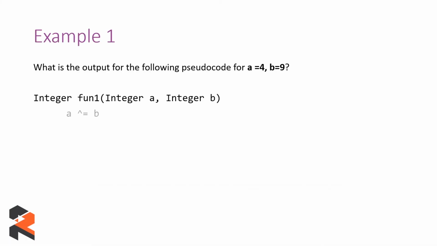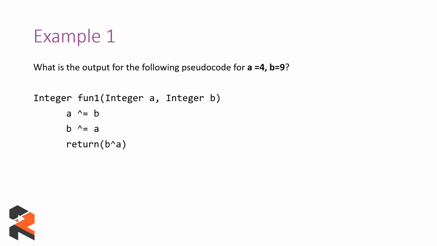So in this first example, we have to predict the output for the following pseudocode. Here we have a function that is fun1 and it takes two integers a and b and it has a return type of an integer. But what is happening here is we have two things which is taking place. So we are going to break the code into pieces and make you understand it in a much better manner. So what is happening here is a XOR equals to b and b XOR equals to a. These are the two operations which is happening here.